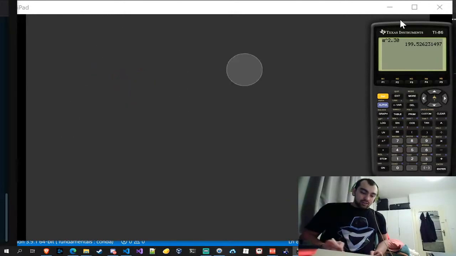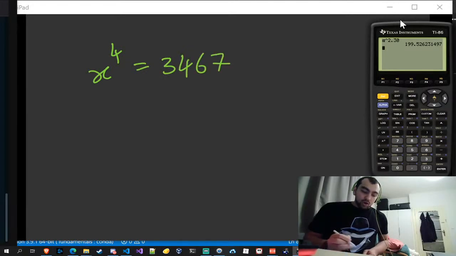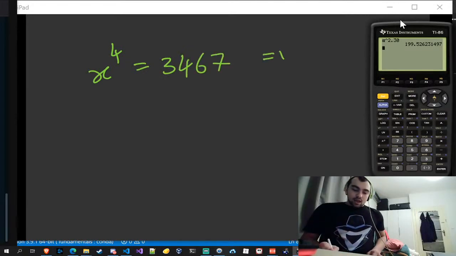Okay, let's look at your example. So your example is we have x to the power of 4 equals 3467. Okay, now this is different because we cannot use the log right now. Why?